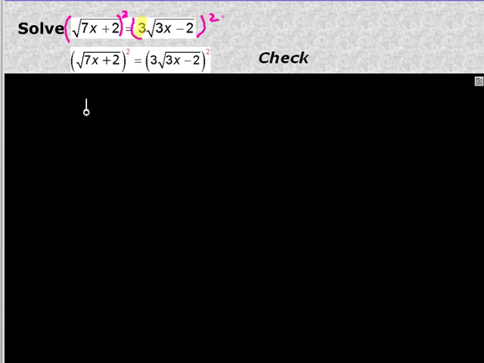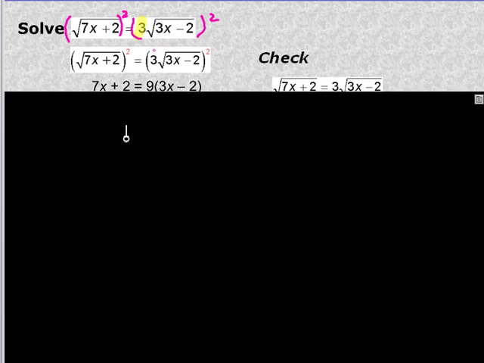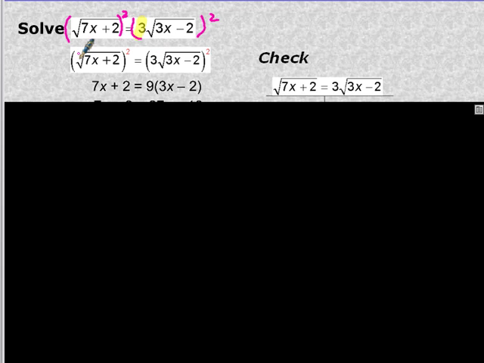When you square, we're squaring the square root, but we're also having to square whatever else is there. So we've got to square the 3. This eliminates our radical, so we have a 7x plus 2. 3 squared is our 9, and then 3x minus 2. We get that from undoing this radical here.